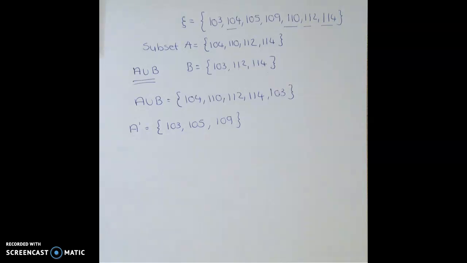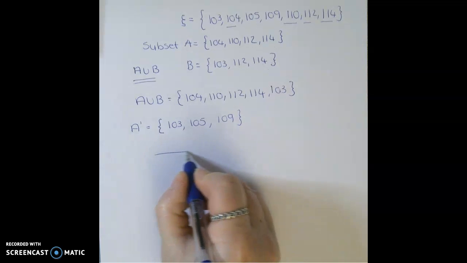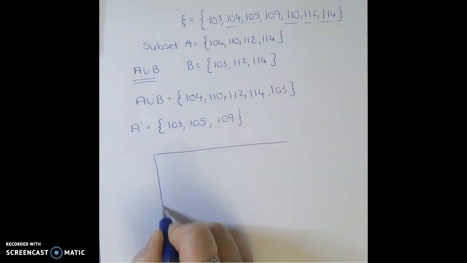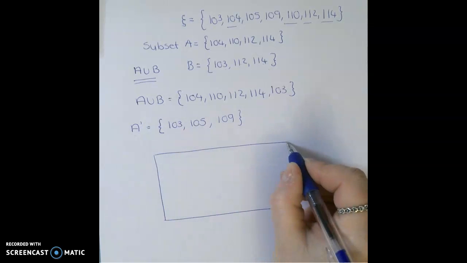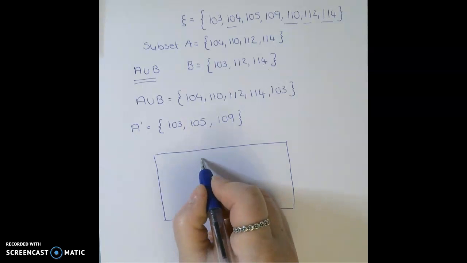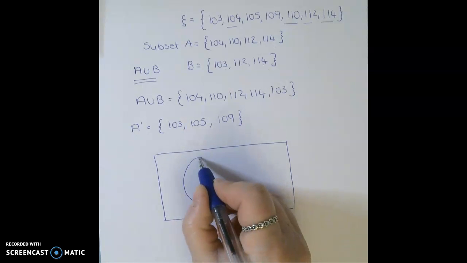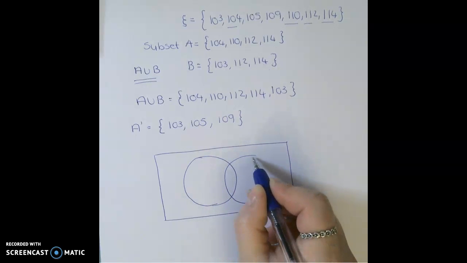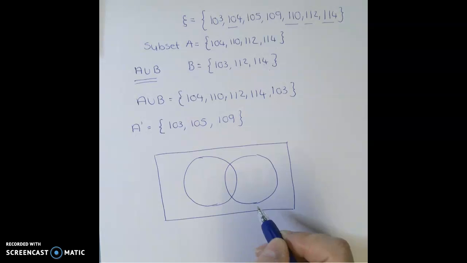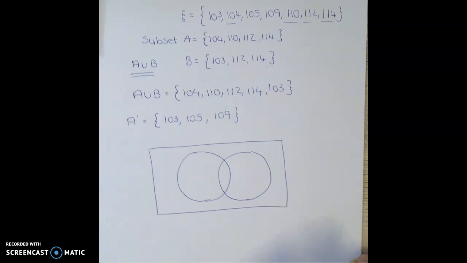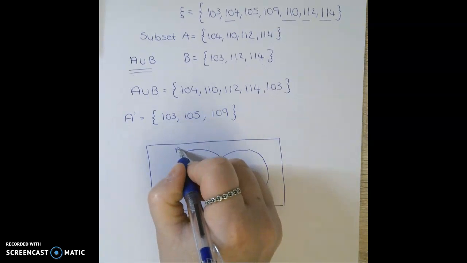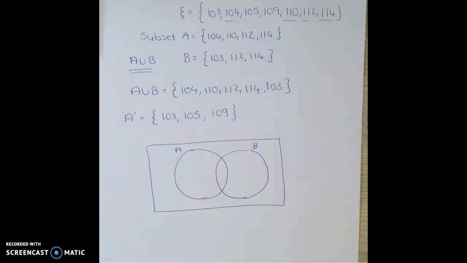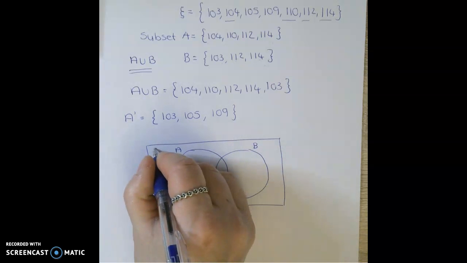Now we can relate this to our Venn diagrams. So if I just quickly sketch out the rectangle, and then we have two circles because we have two sets. And when you're drawing your Venn diagrams, you need to label which set is which, and the whole rectangle represents the universal set.